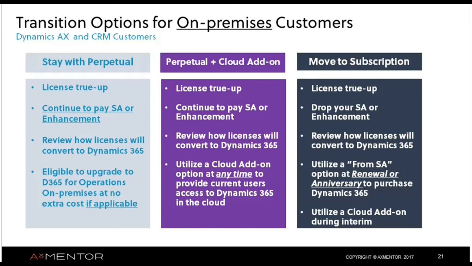So moving on to the options for transitioning to the cloud, you have the option to do a perpetual plus a cloud add-on, as well as move to full subscription. With the perpetual plus cloud add-on, quite a few of these steps are the same. You'd want to do your license true-up and continue to pay your SA and your enhancement plan indefinitely. Some of the reasons why you might want to do that is you may be a very early Dynamics customer, and so your protected list price is relatively low. And with that, you have some really great benefits.